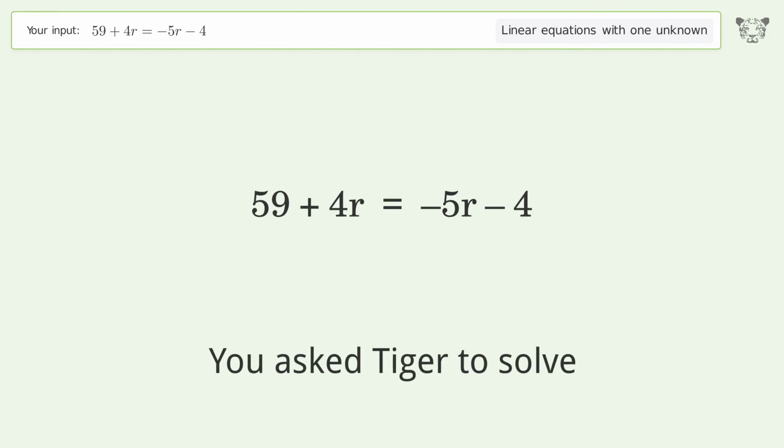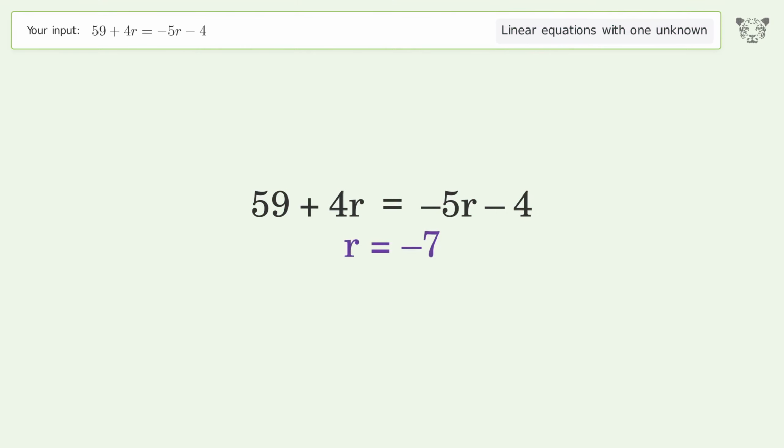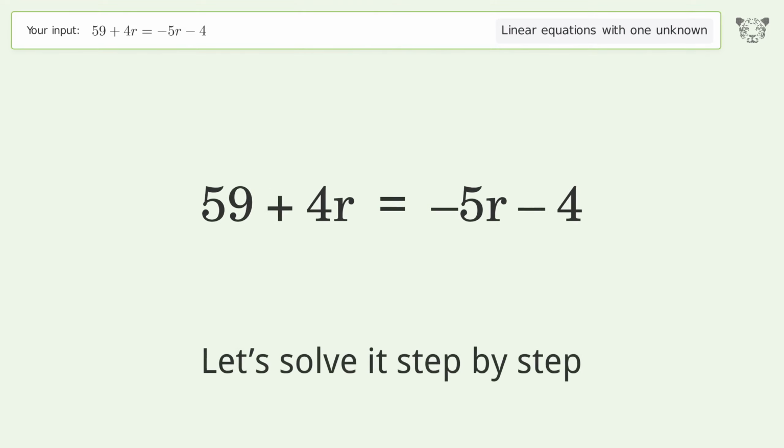You ask Tiger to solve. This deals with linear equations with one unknown. The final result is r equals -7. Let's solve it step by step.